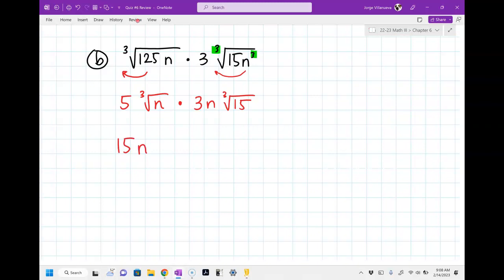Cube root of, now let's multiply the cube roots. n times 15, that's 15n. There is nothing that I can multiply into 15 that has a cube root, because 15 is just 3 times 5. None of those have cube roots. So I'm done right here. Okay, this problem is finished.